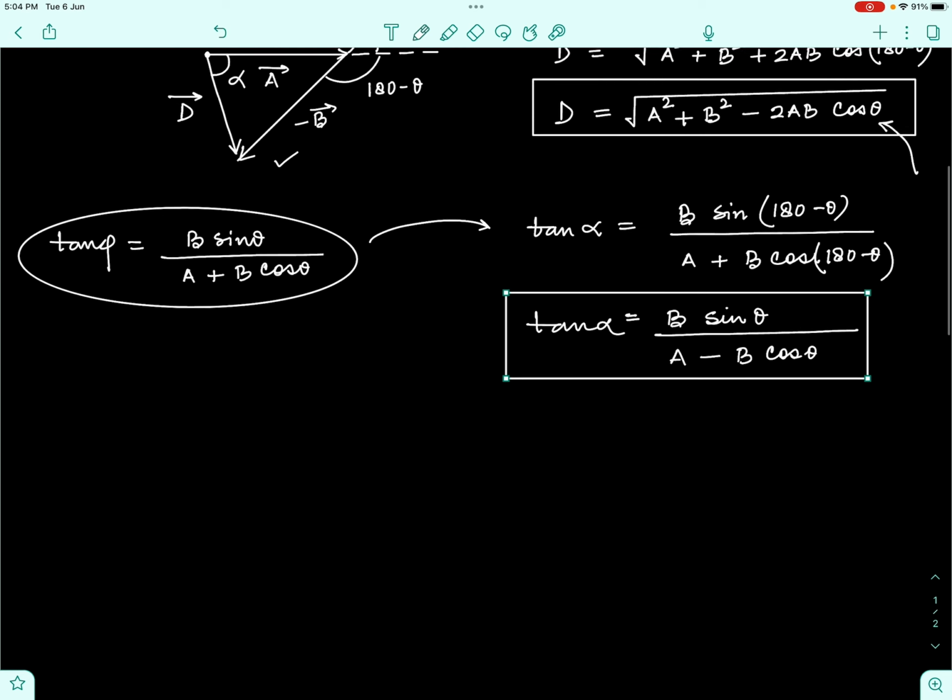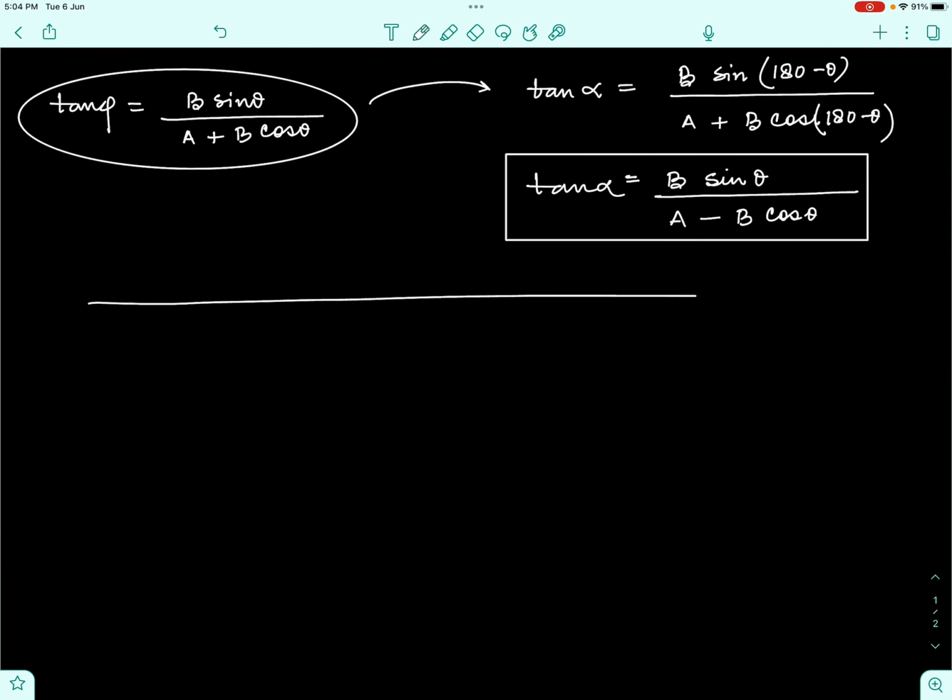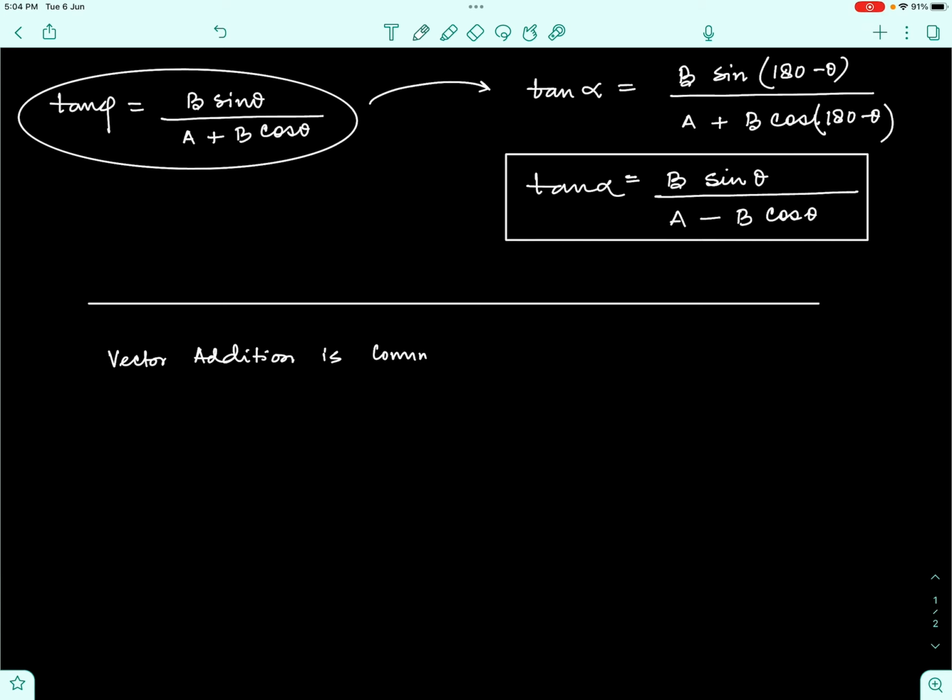Now, the next thing that we can understand about vector addition and subtraction is that vector addition is commutative. What does that mean? It means that if two vectors are to be added, in whatever order you write them, it does not make any difference. So, vector A plus vector B is the same as vector B plus vector A.